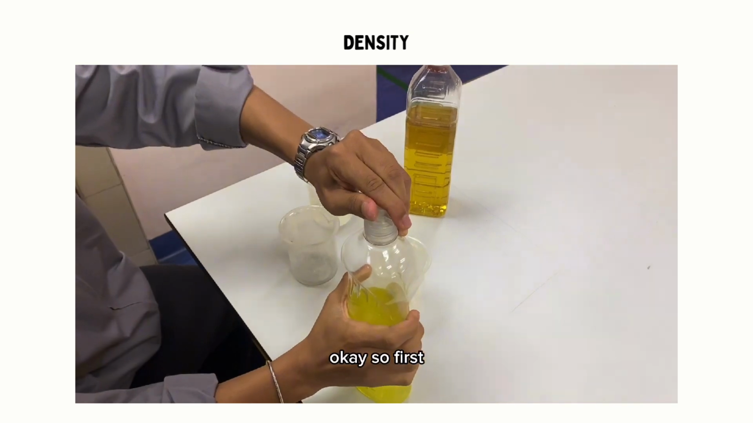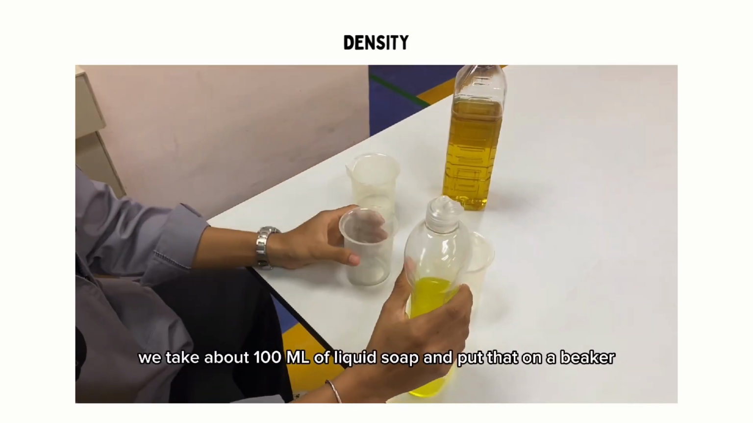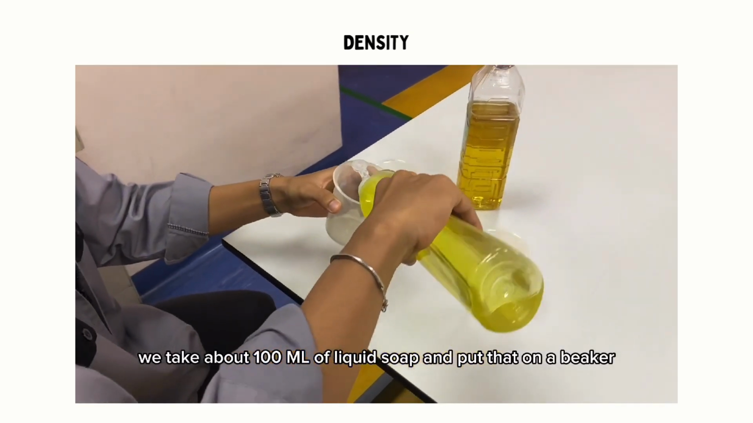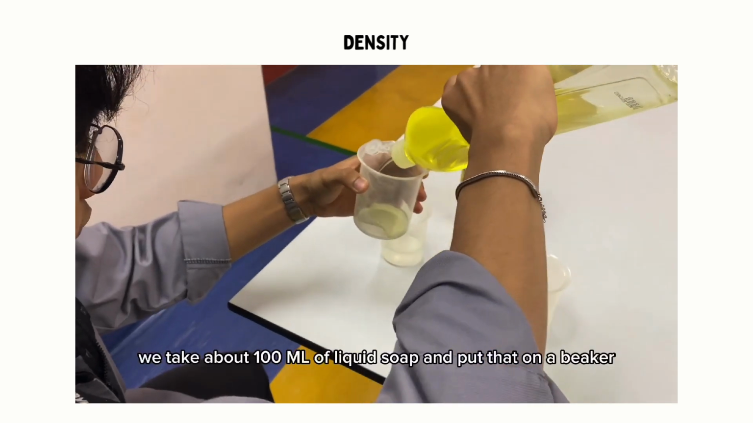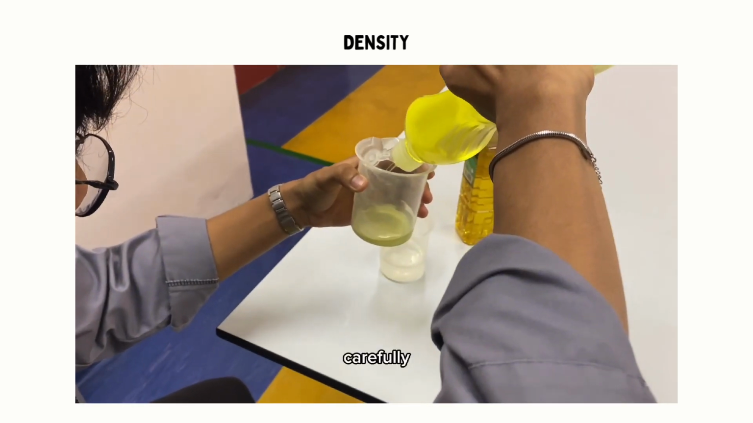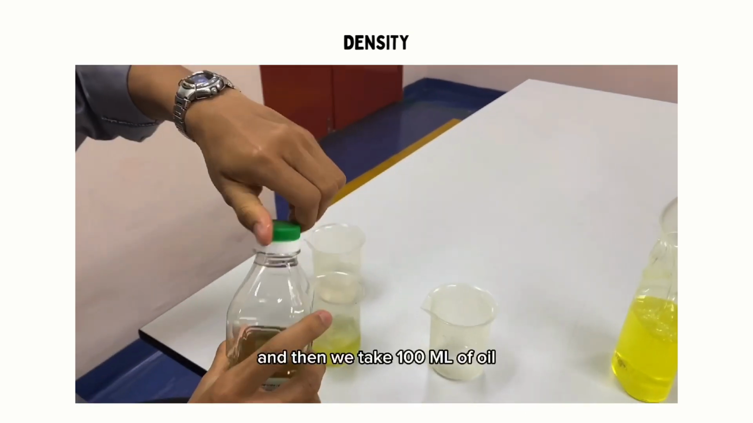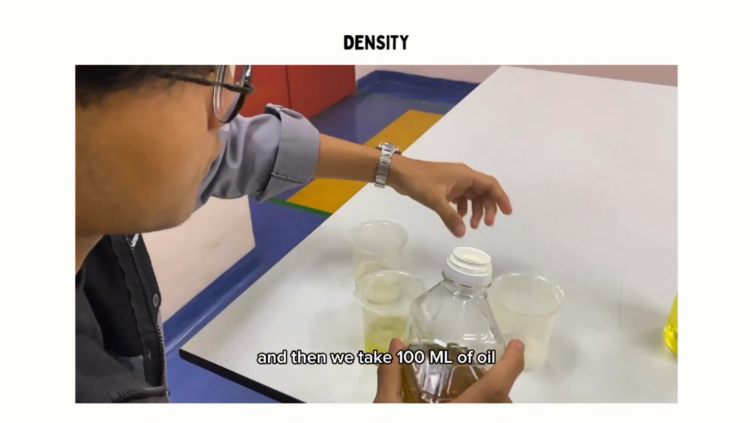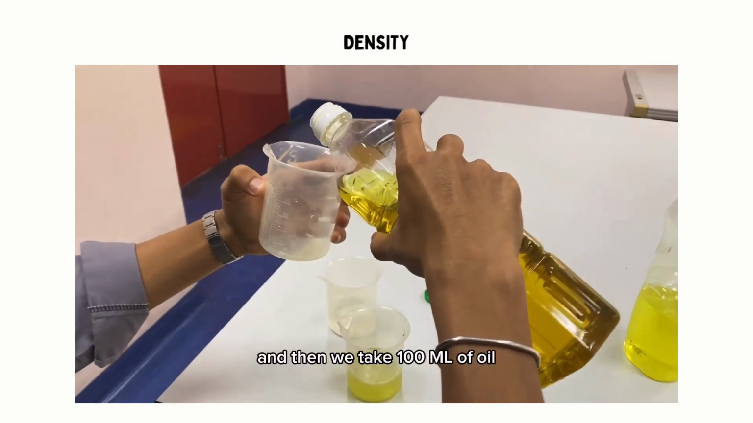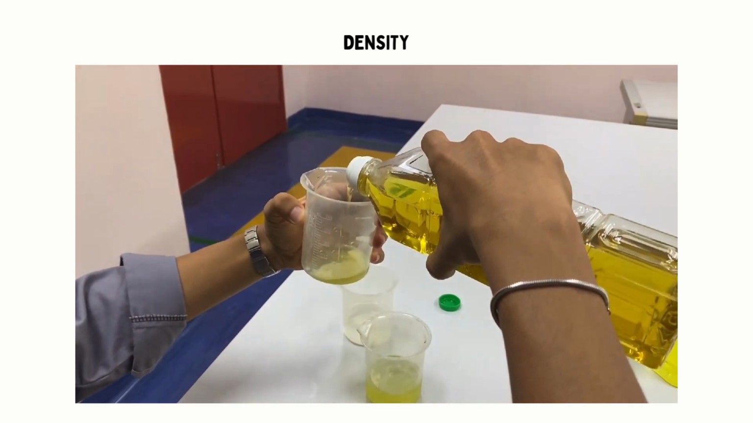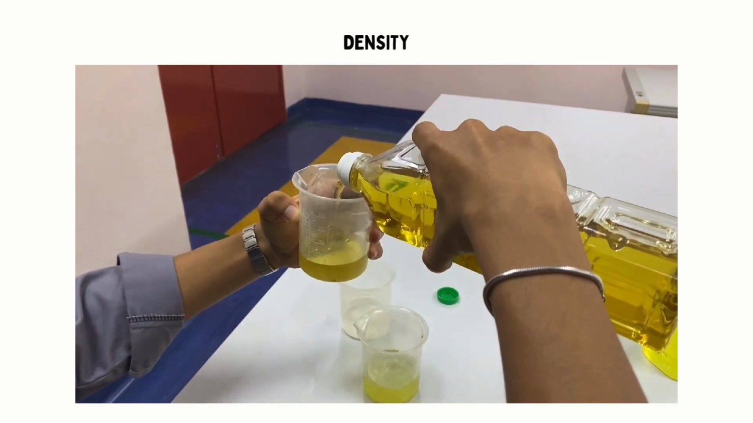Okay, so first we take about 100 ml of liquid soap and put that in a beaker carefully. And then we take 100 ml of oil and put that in the beaker.